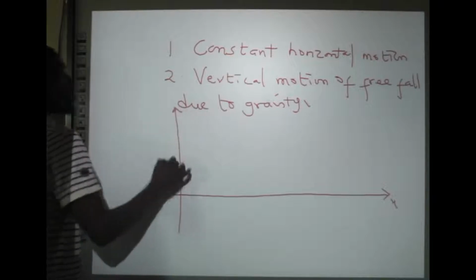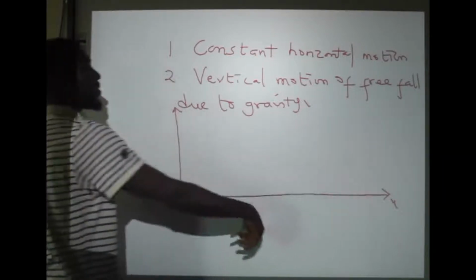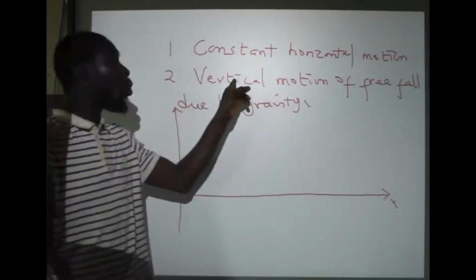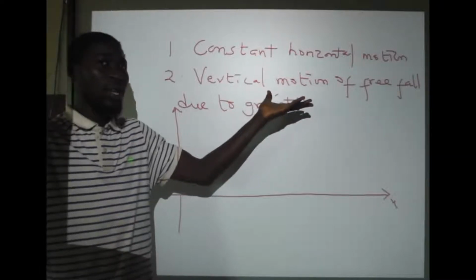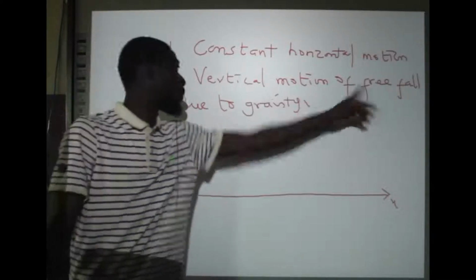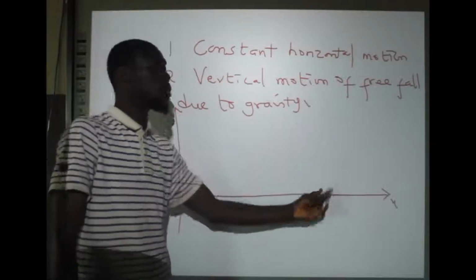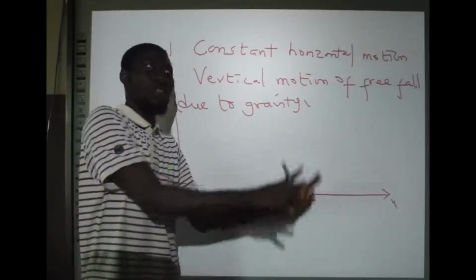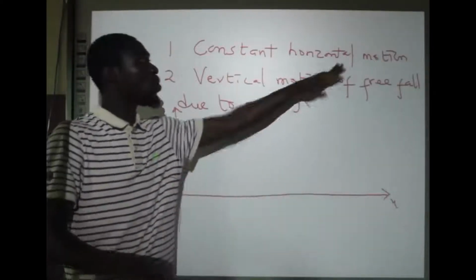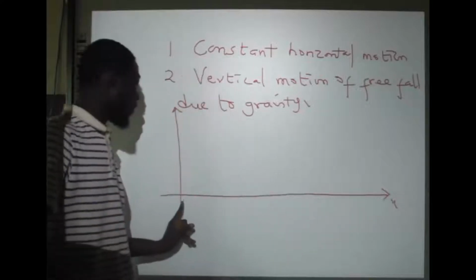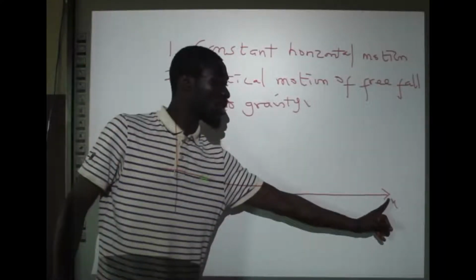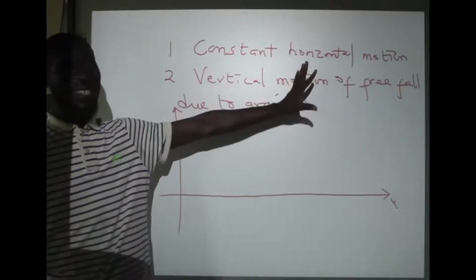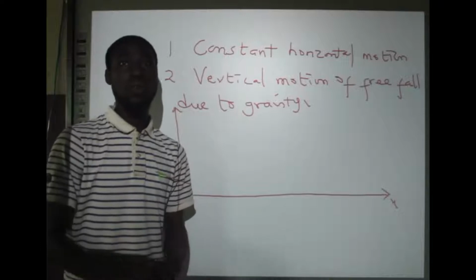The vertical motion occurs before the projectile lands. That means the gravitational force is taking effect on one of the motions that the projectile motion has. The vertical motion of free fall due to gravity has the effect of the gravitational force on it, while the constant horizontal motion is just the motion from the point of projection to the point where the projectile hits the projection plane. So those are the two independent motions that a projectile motion consists of.